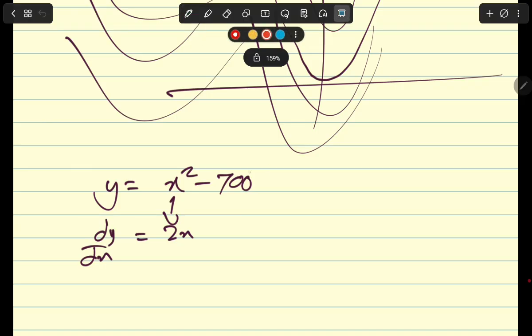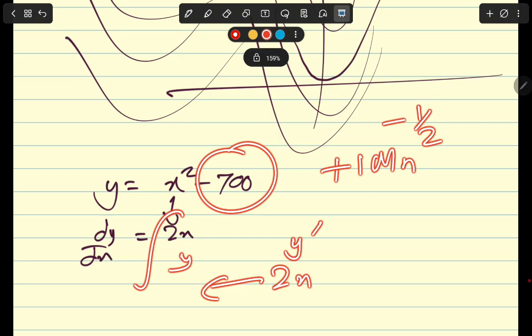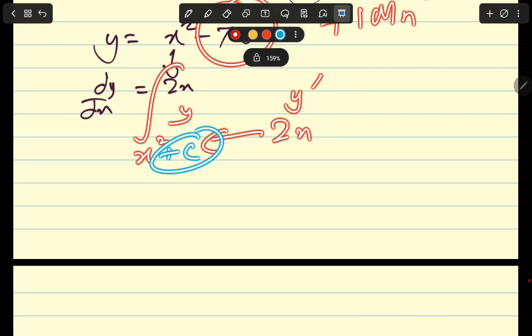Right now, you're not aware whether there was a negative 700 or plus 1 million or negative 1 upon 2 or whatever, right? So in order to restore every possibility, when you are integrating 2x, and so if this is the derivative function and you are bringing it back here, instead of just x squared, you write all the possibilities plus c. We don't know what c is, but it is something, right? It could even be 0. It could even be 0, right? That's understanding and not memorization, okay?